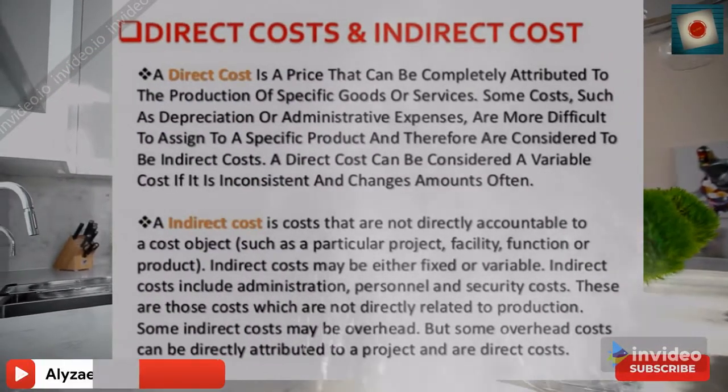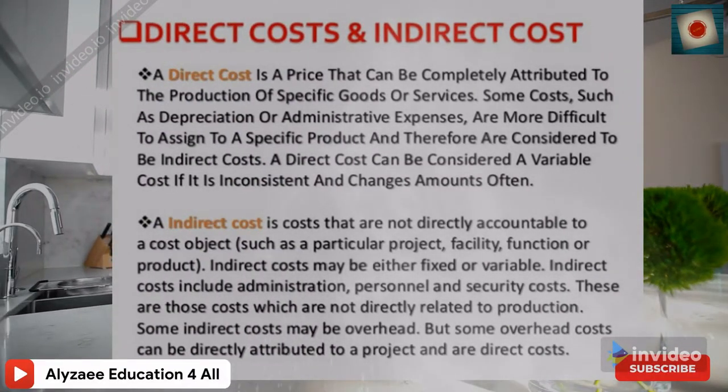Direct cost and indirect cost. So direct cost is a price that can be completely attributed to the production of specific goods or services. Some costs such as depreciation or administrative expenses are more difficult to assign to a specific product, and therefore are considered to be indirect cost. So direct cost can be considered a variable cost if it is inconsistent and changes amount often. Indirect cost is a cost that is not directly accountable to a cost objective, such as a particular project, facility, function or production. Indirect cost may be either fixed or variable.